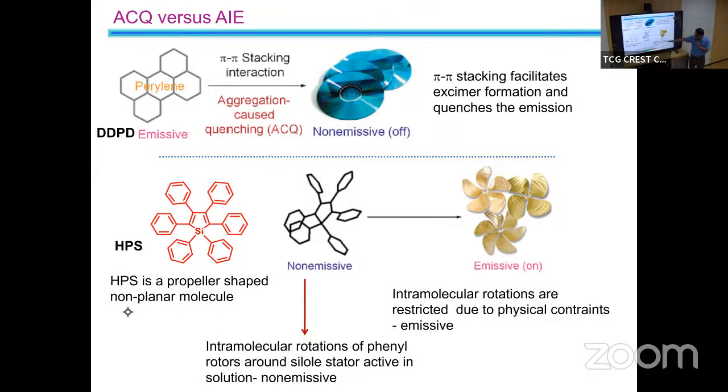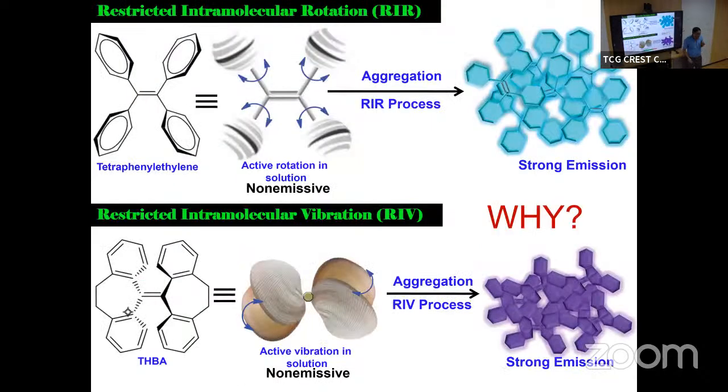This radiative channel will be opening up. As a result of that, this molecule will become luminescent there. There are two tentative mechanisms for that. One is the restriction of intramolecular rotation, another is the restriction of intramolecular vibration. But all these are very qualitative.